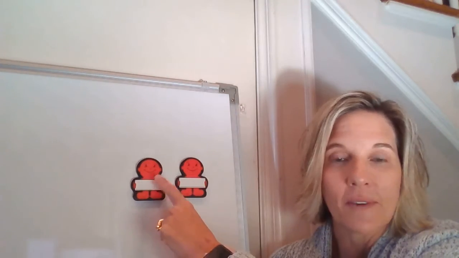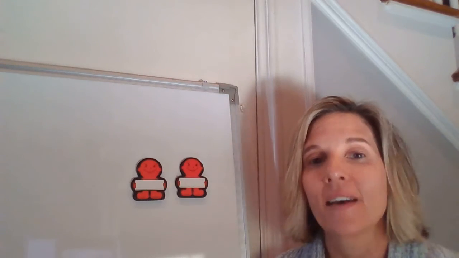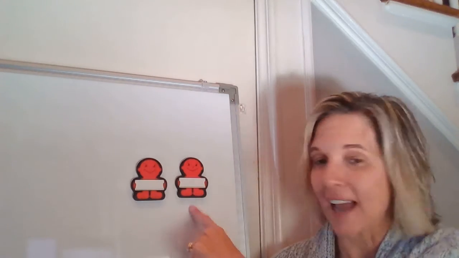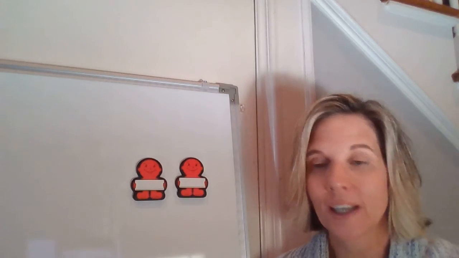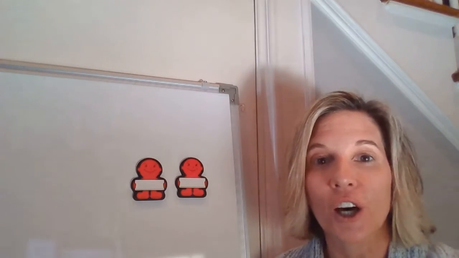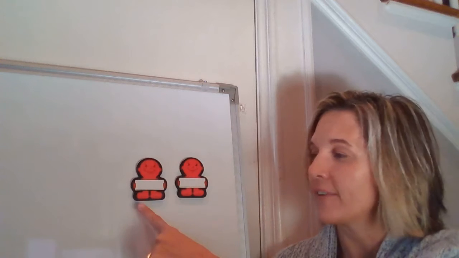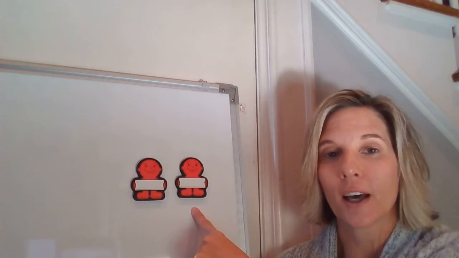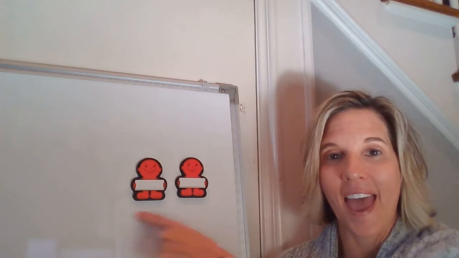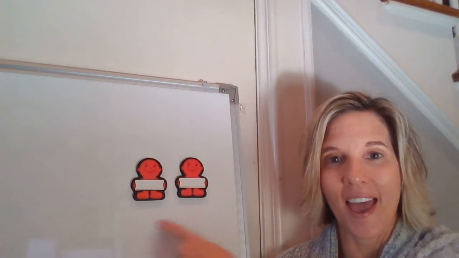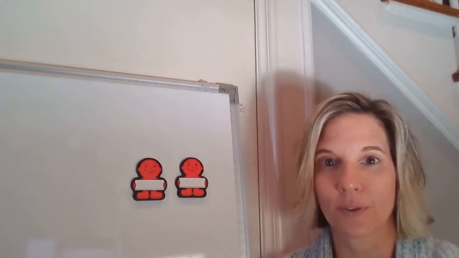This one is going to be the first sound in the word, eh. Say that with me. Eh. And then this guy, he's going to be the rest of our word. He's going to say g. Say that sound. G. If we have eh, g, it makes egg. Eh, g, egg. Ooh, let's do a different one.